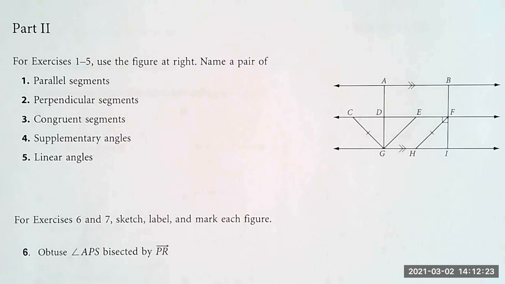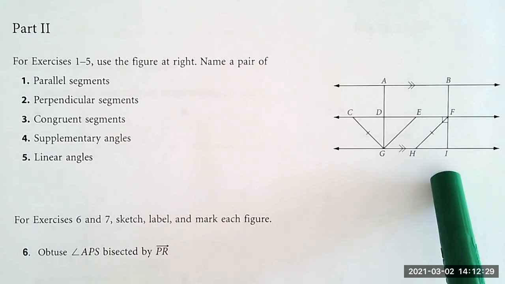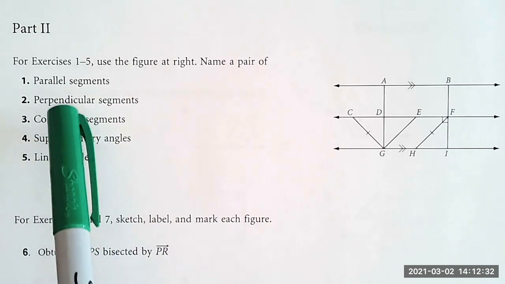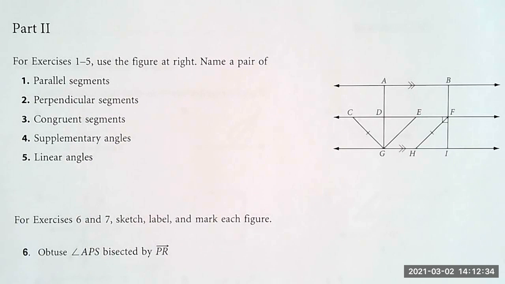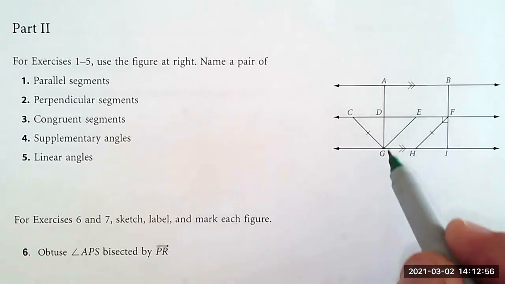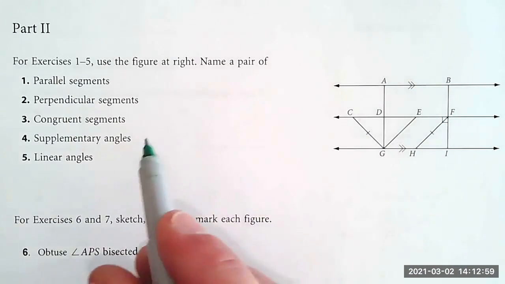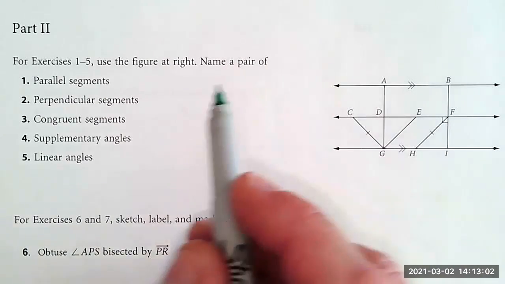Okay, part 2 of the Unit 2 practice starts off with diagrams and asks you to write what segments are parallel, perpendicular, congruent, which angles are supplementary, and which ones are linear angles. It just says name a pair. I encourage you to try to name all of them, but in a test situation, you'll just have to include one pair. So this is being able to read a diagram, reading the geometric notation and translating it into a statement. So we have a lot of options.